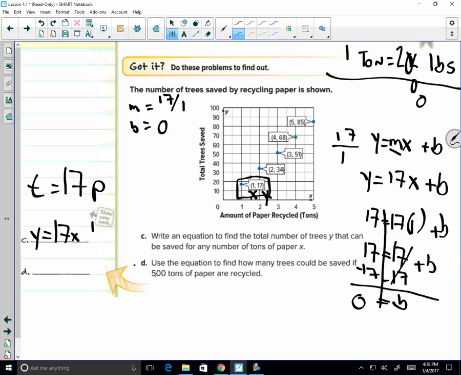If 500 tons of paper are being recycled, well, I have T equals 17 times that amount of paper. I'm going to do 17 times 500, and that's going to give you how many trees were saved. 17 times 500 is equal to 8,500. Now, it's not just 8,500, just the number. It's 8,500 trees.